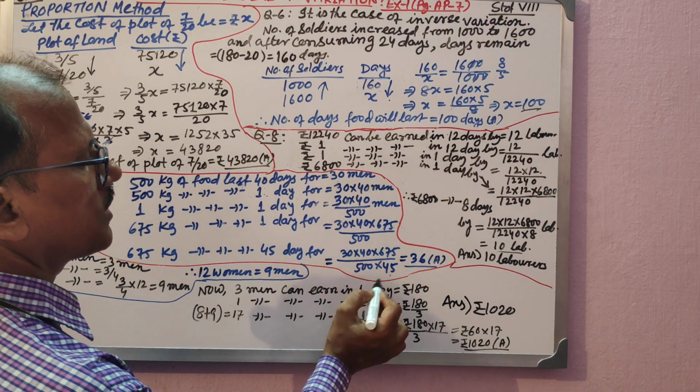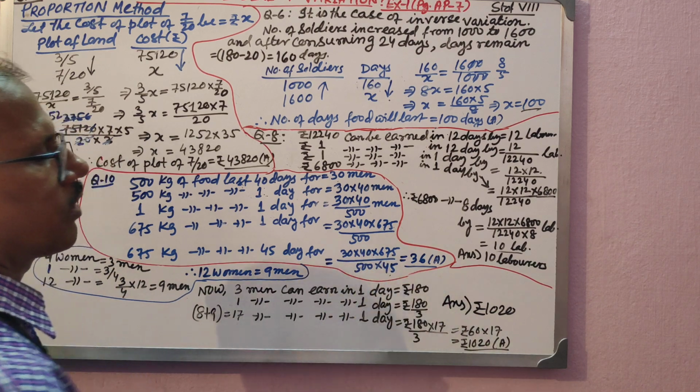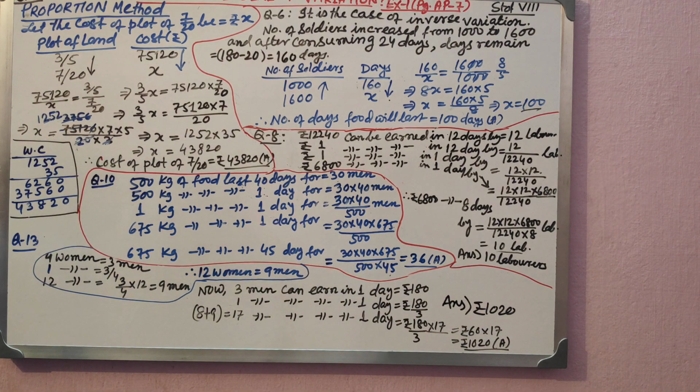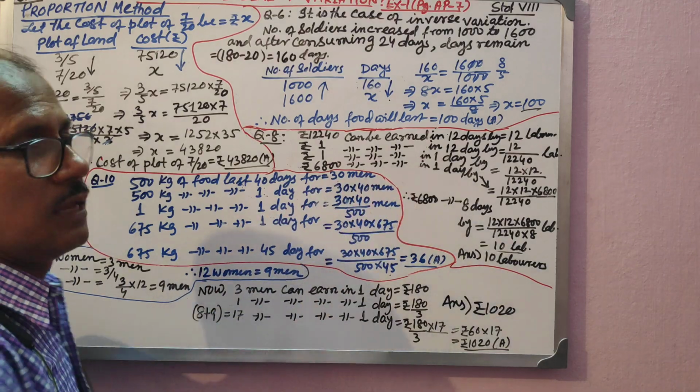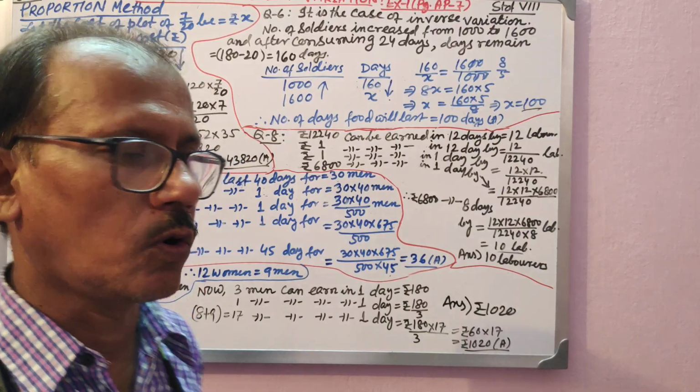If you simplify this, you cancel this, and things are very easy. If you go for it, it will become 36. Hope you have understood these two sums. Please practice all these sums. Doubt if any, do not forget to note me.